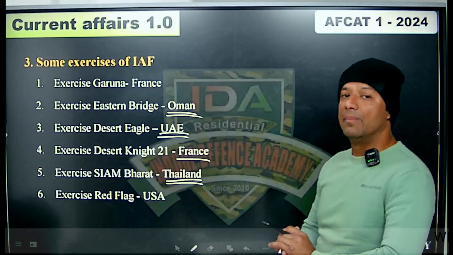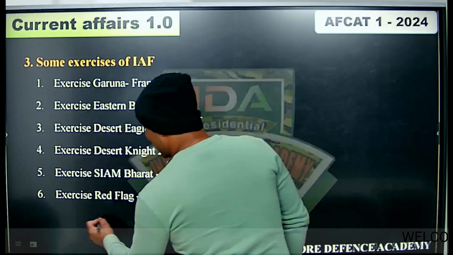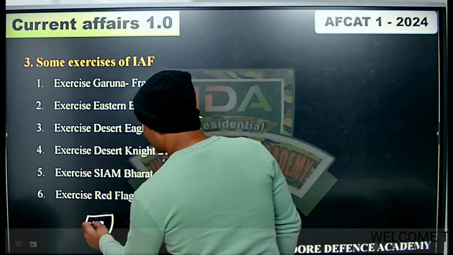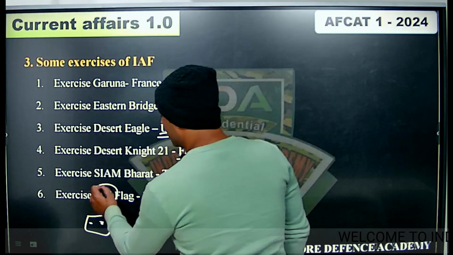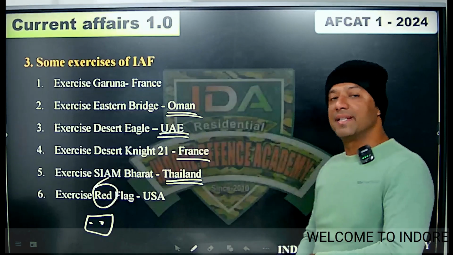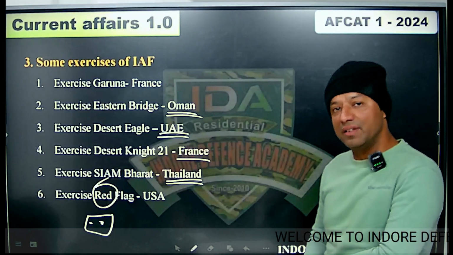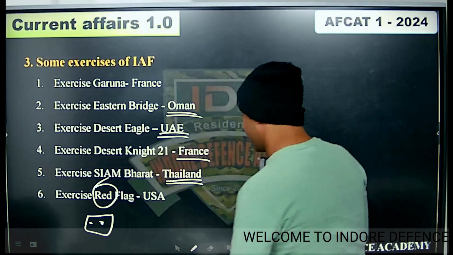Exercise Red Flag is with the USA. Again, in the flag of the USA, you can see the white color and the red color. With the red color, you can easily recognize it as Red Flag. The exercise is with the United States of America.